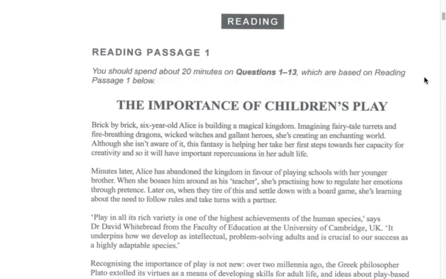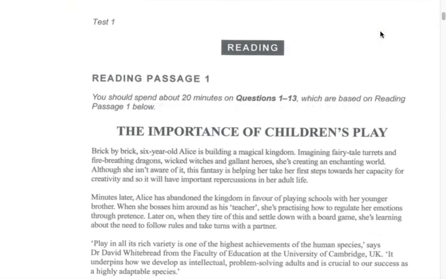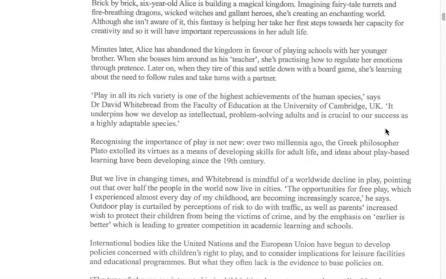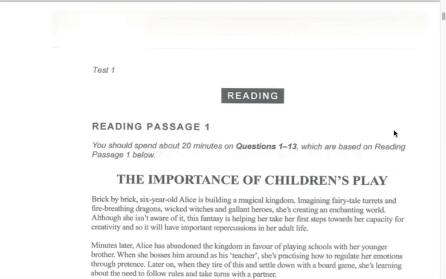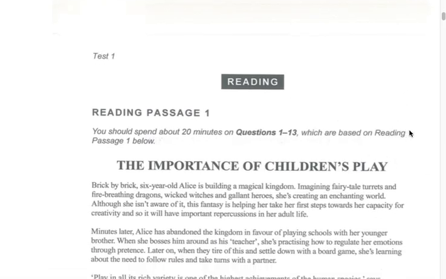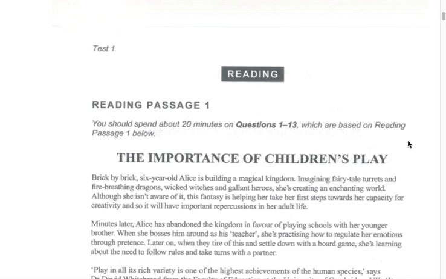Remember, as I said earlier, we do not have enough time in the IELTS reading exam to read the whole passage first and then look at the questions. We have to jump to the questions straight away, look at the question, and then look for the answer in the passage. So let's go and look at the questions. If you want, you can read the title first, the importance of children's play.